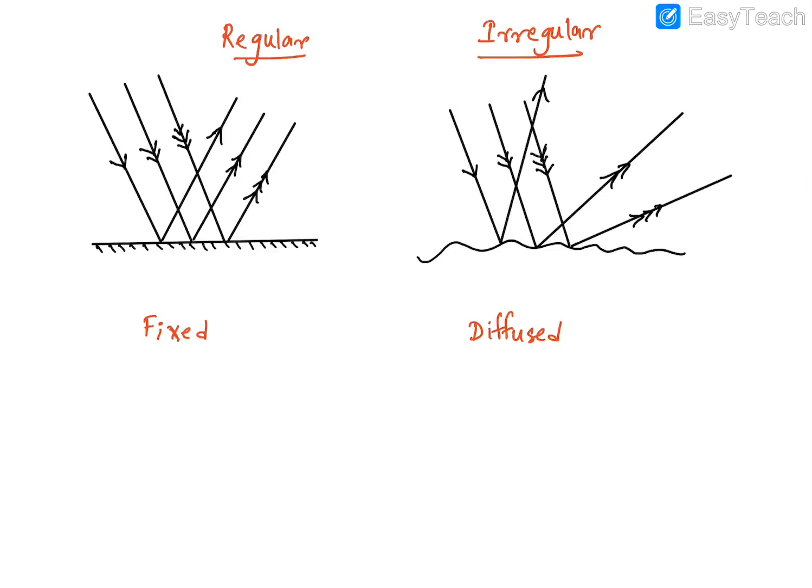Now I'll tell you one point which is not true, but a lot of people by mistake write this. They say that in regular reflection angle of incidence equals angle of reflection, whereas in irregular reflection angle of incidence is not equal to angle of reflection. Remember, that's a wrong statement. It's a law of reflection, so everybody has to follow that law. In both cases the angle of incidence is equal to angle of reflection.